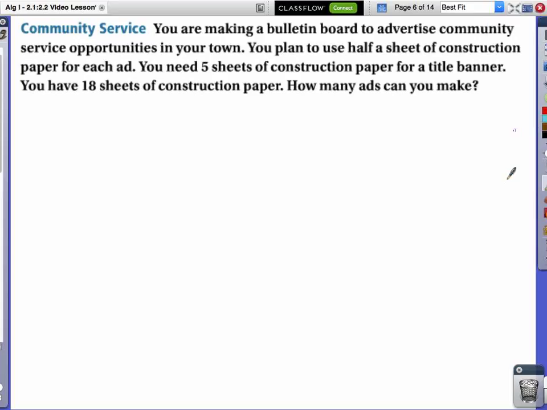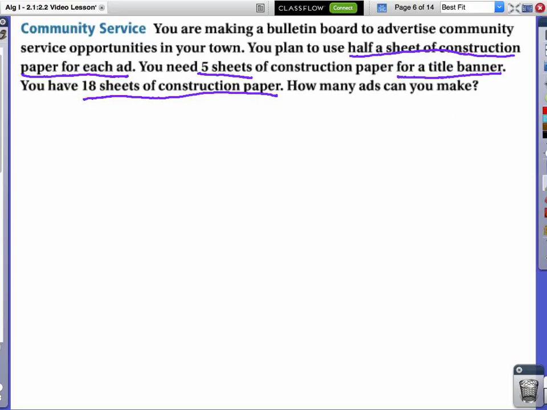Okay, next one, a word problem. You have 2 or 3 word problems on your assignment. It says you are making a bulletin board to advertise community service opportunities in your town. You plan to use half a sheet of construction paper for each ad. So half a sheet of construction paper for each ad. That's important. You need 5 sheets of construction paper for the banner. So you need 5 sheets for a title banner. You have 18 sheets of construction paper altogether. How many ads can you make?